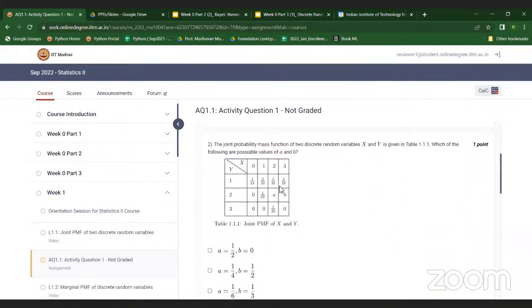Fine. Okay, we'll move on to the second problem now. What we have is the joint probability mass function of 2 discrete random variables X and Y. Which of the following are possible values of A and B? They are asking. Now what are the conditions we have for a joint distribution table?